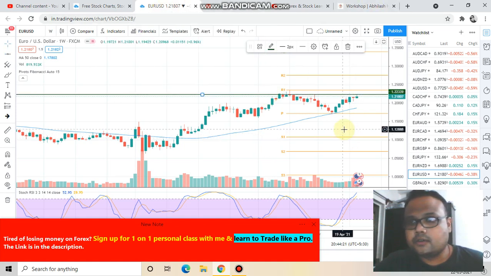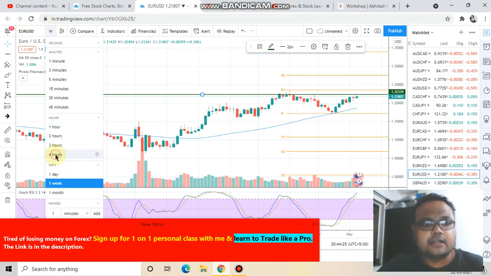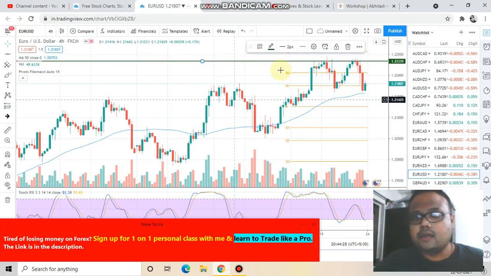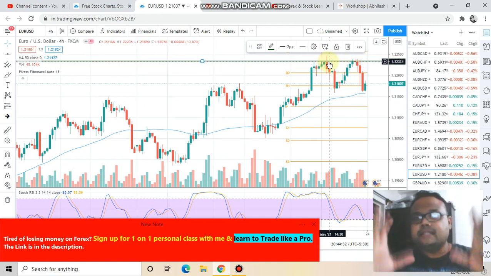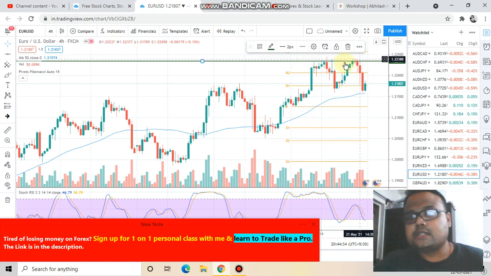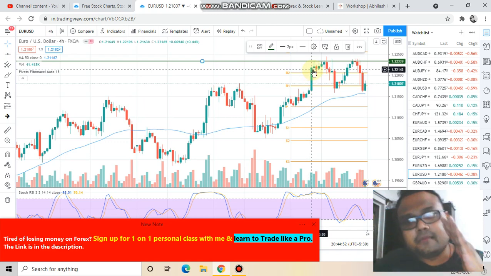So it's 1.2233. So we have a resistance from the weekly chart. Now let's switch to the 4 hours chart. See, in this 4 hours chart, this level looks like a small resistance or a normal resistance, but weekly chart has given us the picture that yes, market tried to cross this level previously also, but market failed. So this level or this resistance is not that simple. So this level has got some importance.